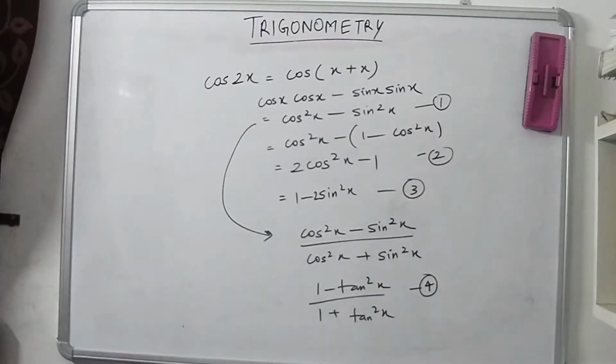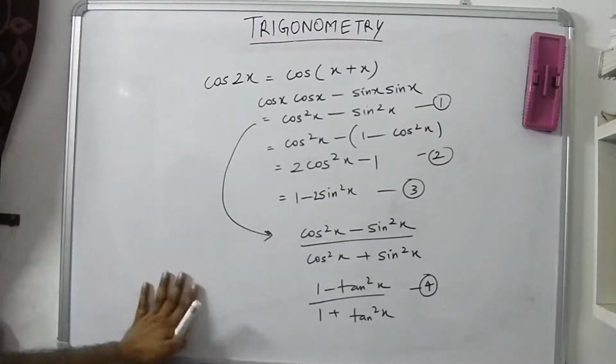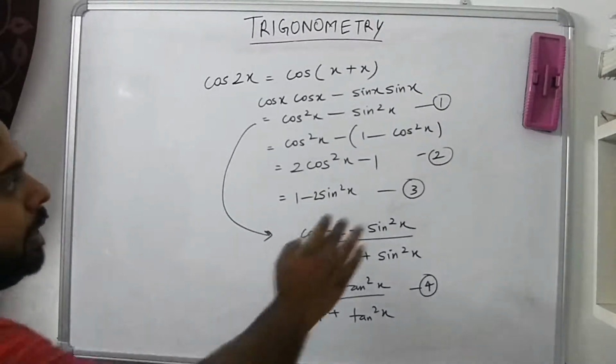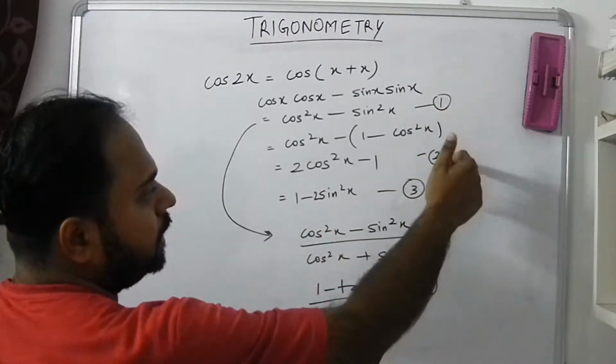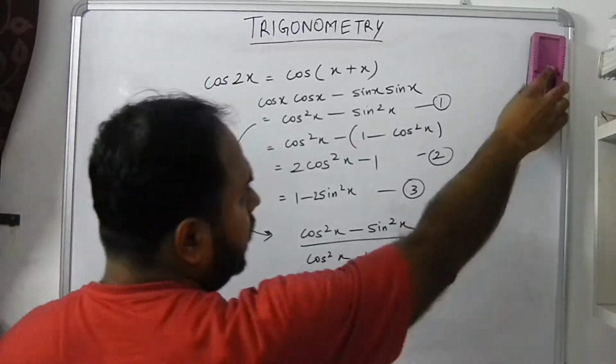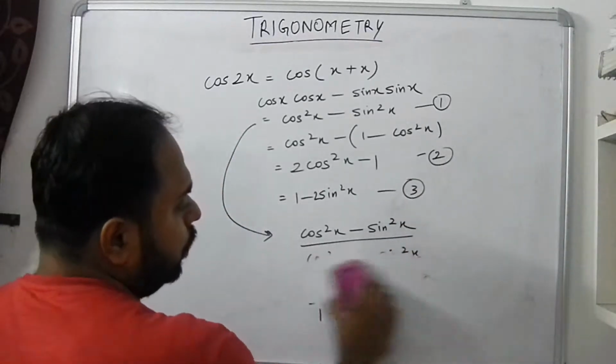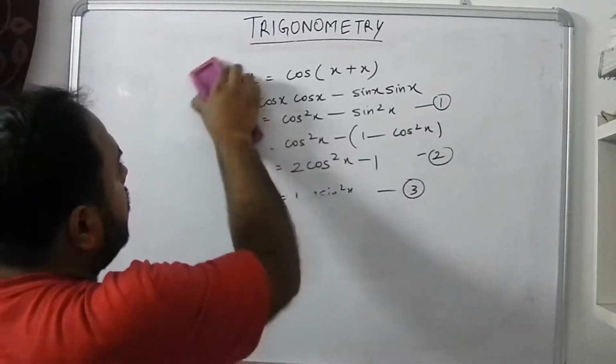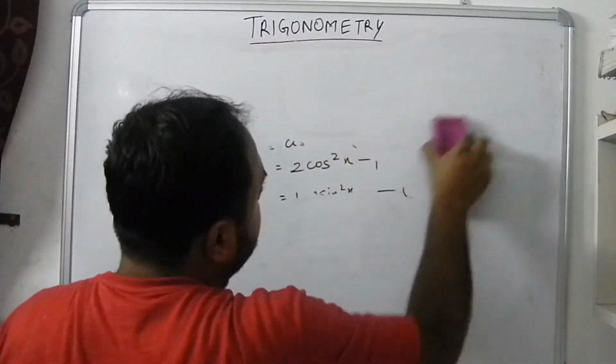So these are four good expansions that we should remember, and then we can see some problems. We will see some problems that make use of this expansion, this expansion, and sometimes this expansion, right? So these are the four that we should remember for cos 2x. These are very important. There are many questions which are framed on this.